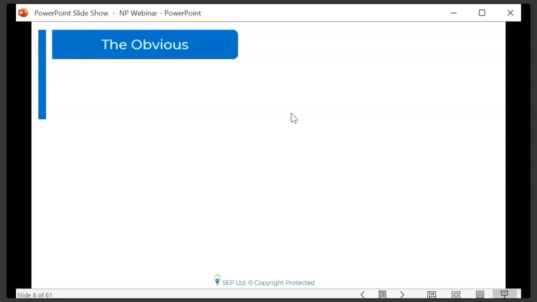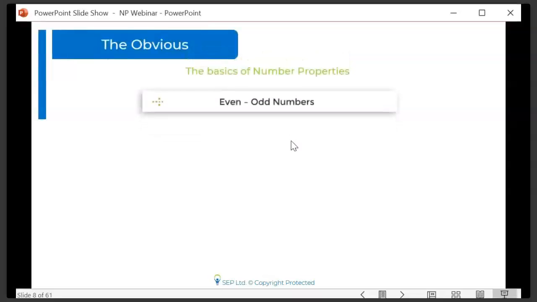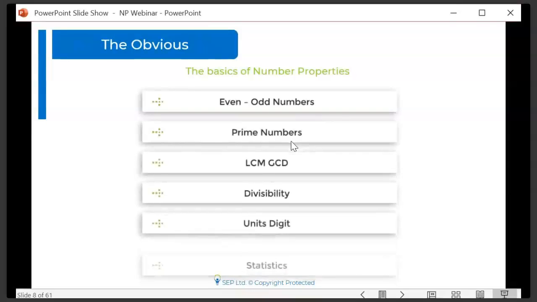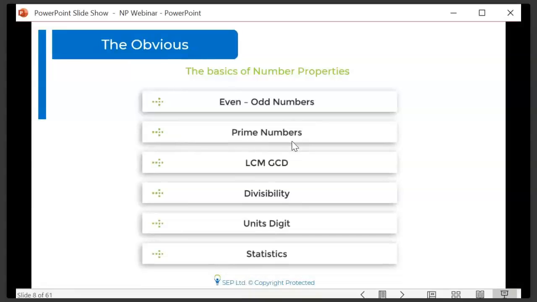So if I want to ace number properties, then the obvious things that I need to complete are the basics of number properties, right? That is even, odd, primes, LCM, GCD, divisibility, units digit, and statistics. So this is something which everybody understands. Hey, you're studying number properties, so you need to do these things to do well in number properties.